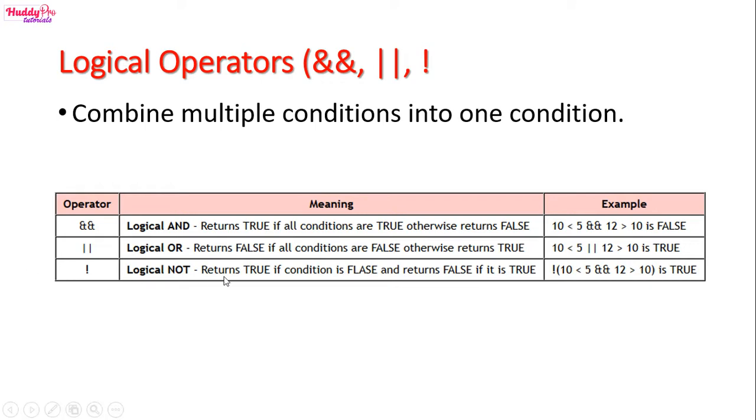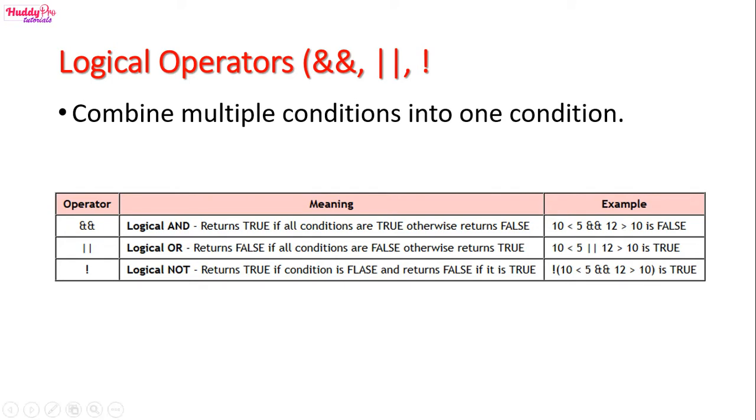Then the logical NOT returns true if the condition is false, and returns false if the condition is true. So the logical NOT is the negation. Before you look at the logical AND, you first get the result in the brackets, and now you reverse it, or you invert that result.